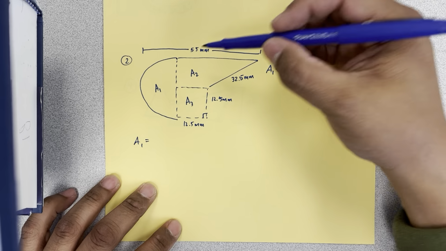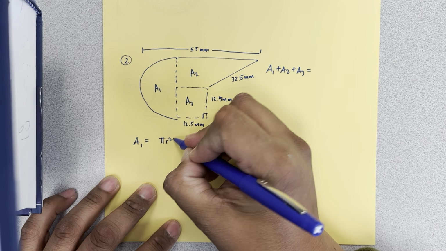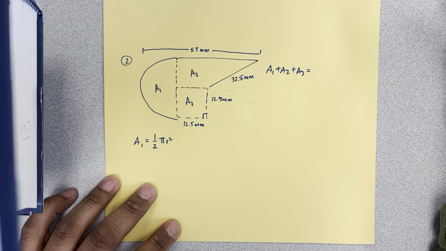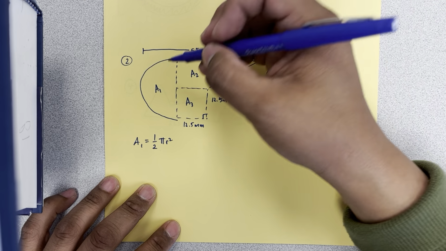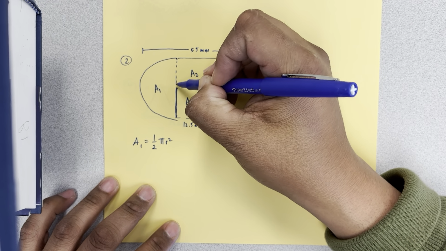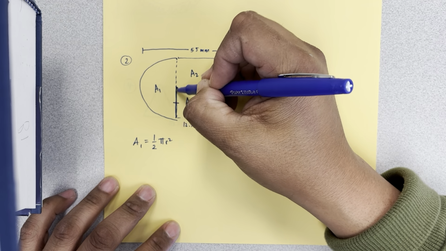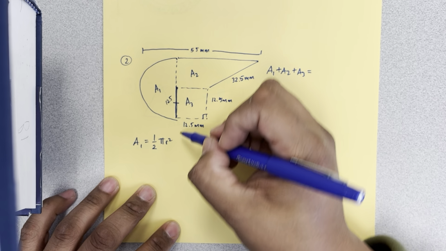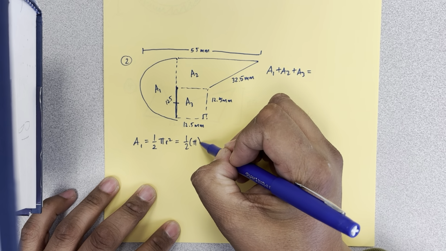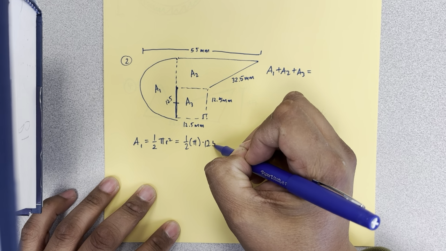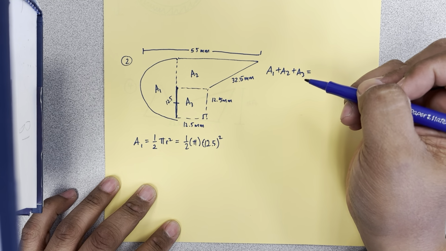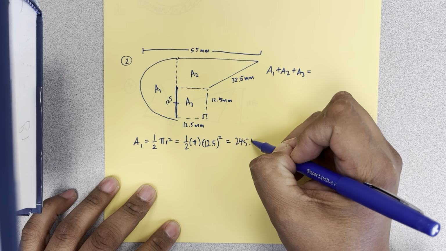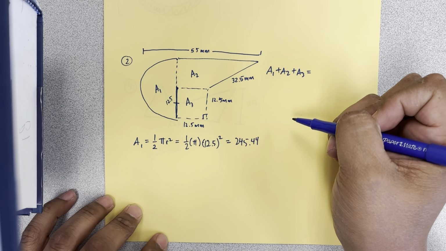Well, to find the area of a whole circle, it's pi r squared, but the area of a semicircle is just half of it, right? So we need to figure out what the radius is. The radius would be from here to here, or from here to here, right? Well, do we know the length of this one? The answer is yes, because this is a square, so this is also 12.5. So we're going to get 1/2 times pi times 12.5 squared, okay? And when you multiply all that out, you're going to get 245.44, okay? So that's area 1.